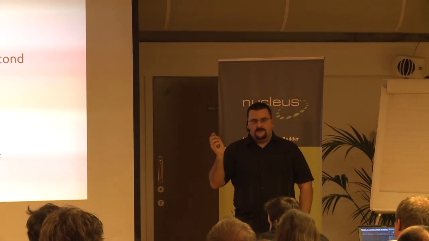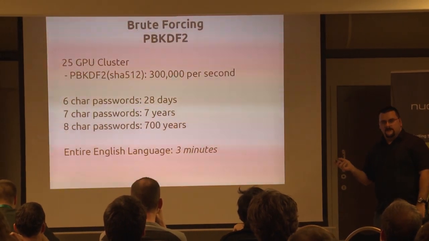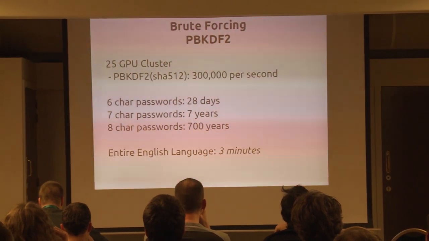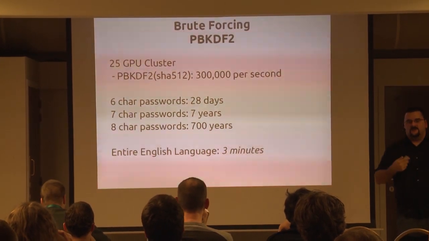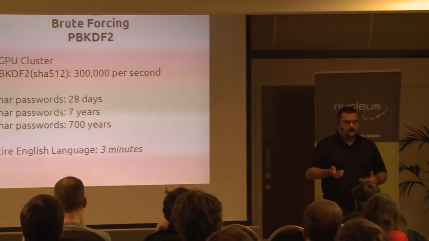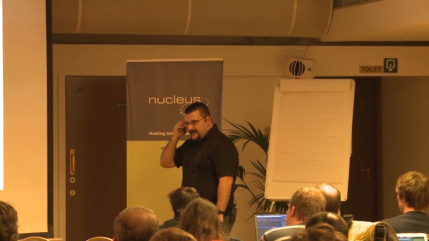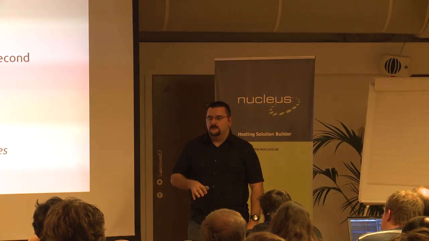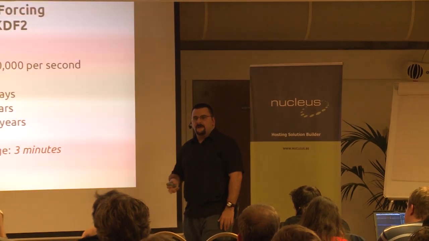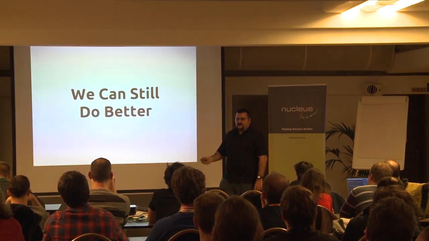So when we plug in this PBKDF2, we can do about 300,000 per second, which gives us a huge buffer on weak and moderate passwords. A seven-character password is 7 years. That's pretty good. An eight-character password is 700 years. So if you're using PBKDF2 with current technology, you're basically safe with an eight-character random password. Now, if it's a dictionary password, then yeah, 3 minutes. Forget about it. But we can actually do better.